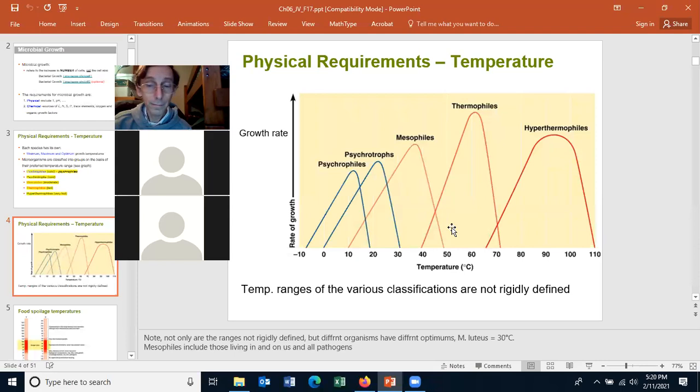Are there any microorganisms that can grow at any temperature from like -10 all the way up to 110 degrees Celsius? No, there's no microorganism that has that big of a range. There are some that have a larger range, but it's never as large as that. Like there isn't something that grows from 40 degrees Celsius to 110 degrees Celsius. But there are some that might grow from 60 degrees Celsius to 110 degrees Celsius. And that's quite a big range.